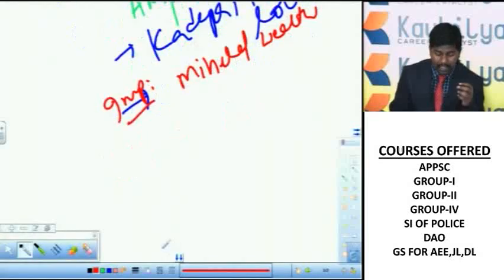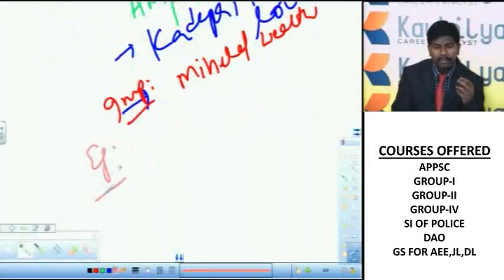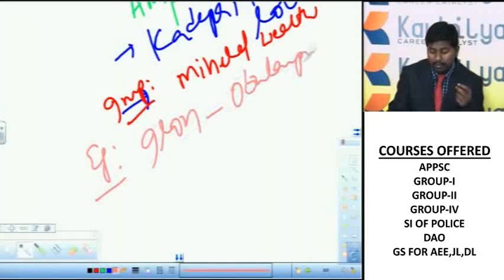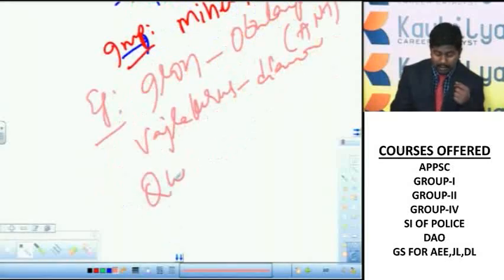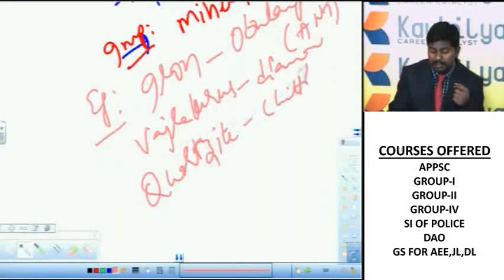Important mineral resources, later in the mineral chapter we'll discuss, but the best examples are the iron ore mines in Obulapuram in Anantapur district of Rayalaseema. Similarly, Vajrakarur in Anantapur district is known for diamond deposits, and the quartzite rocks located in Chittoor and Nellore districts are known for gold deposits.